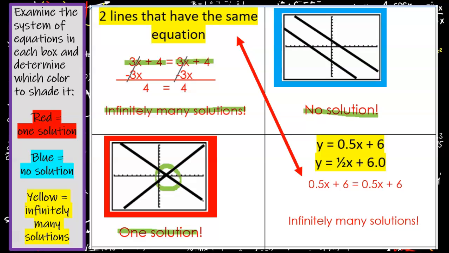And then y is equal to 0.5x plus 6. So this looks different, but it is the same thing. We know that 1.5 and 1/2 can be written the same way. And then 6 and 6.0, that's the same thing as well. So basically here again, we have two lines that have the same solution. So this one is also infinitely many solutions.